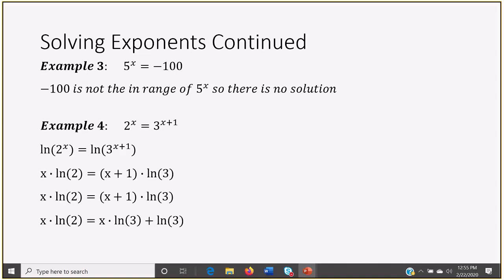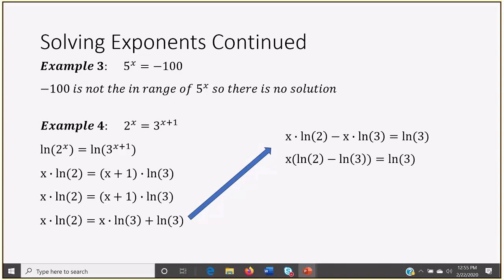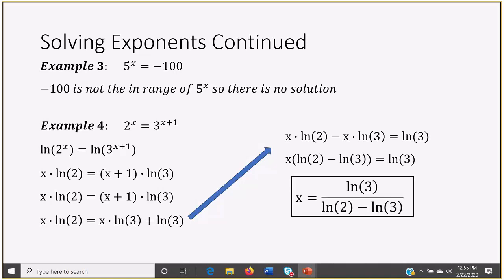I'm going to distribute my ln of 3 to x plus 1, so that becomes x ln of 3 plus ln of 3. Now I want to solve for x, so I'm going to subtract x ln of 3 from both sides. I'm going to factor out x. I'm going to divide both sides by ln of 2 minus ln of 3, and that gets me my final result.